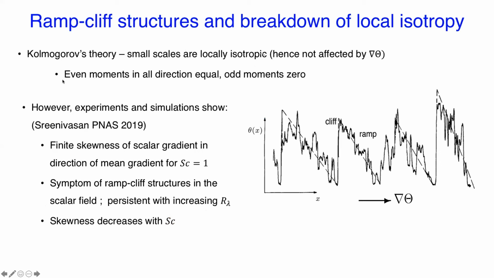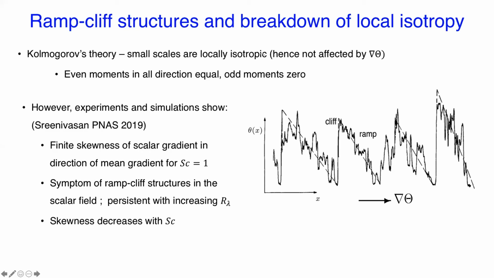And for the scalar gradients, what this implies is that the even moments of the scalar gradients are equal in all directions, whereas the odd moments will be zero. I mean, this essentially comes from the isotropy of the scalar gradient tensor.